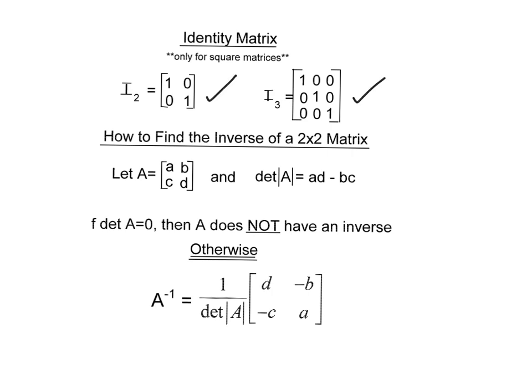The first thing you have to know how to do is find a determinant. Okay, you need that in order to find the inverse of something. Just be careful to find the determinant. You should get a number back. If you get 0, the matrix does not have an inverse.